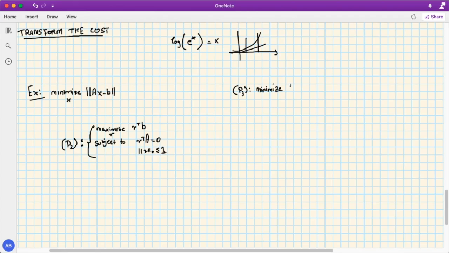So instead of just saying, oh, I want to minimize the norm of y, where y is Ax minus b, I want to minimize the norm of y squared. So intuitively speaking, we're doing the same thing because we're minimizing an increasing function of the original cost, right? But let's take a look at the dual. What happens over here? What is the dual of this problem?